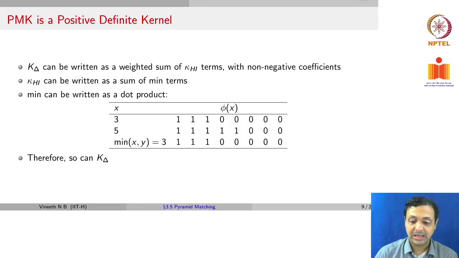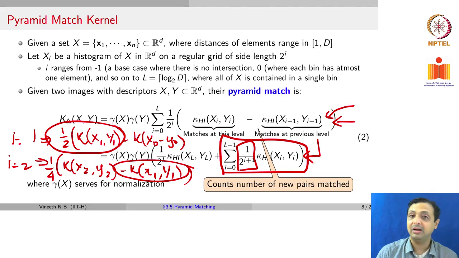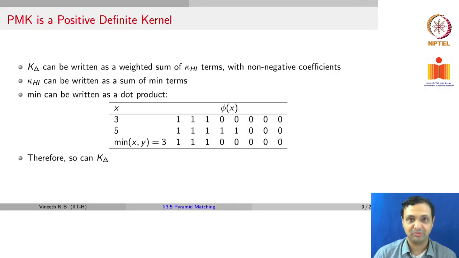Now it can be shown that this k delta function that we just defined actually happens to be a positive definite kernel. Remember, if you recall your discussion of kernels in support vector machines and machine learning, you will recall that a positive definite kernel has benefits because it satisfies Mercer's theorem, and the computational efficiency increases if your kernel satisfies this property. Let's see how that holds here.